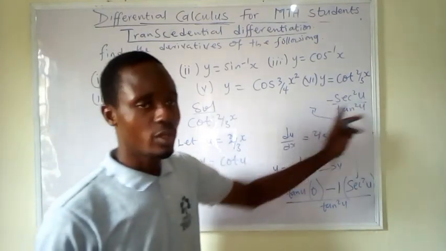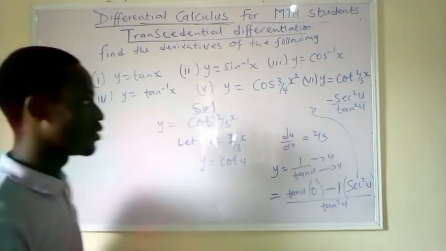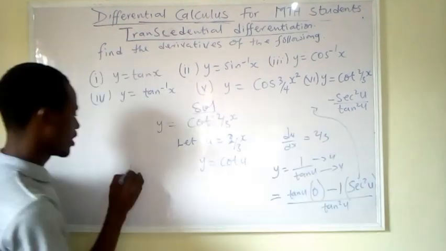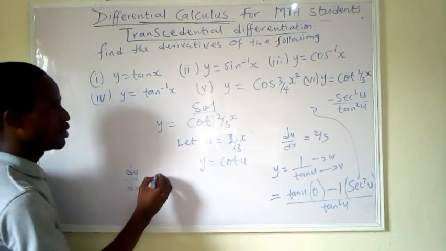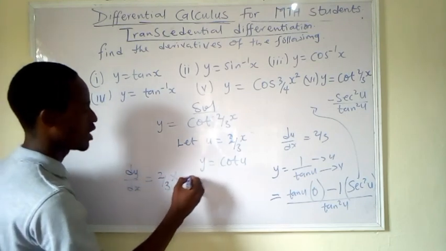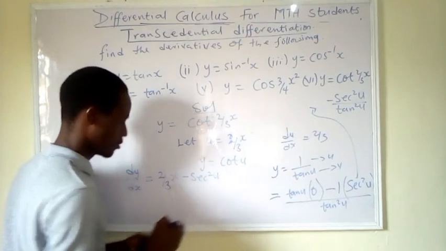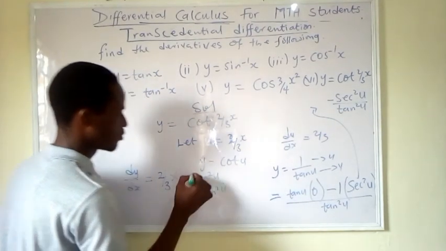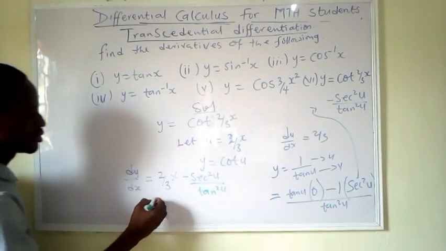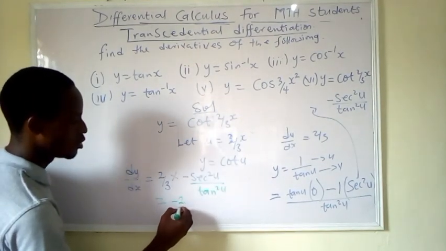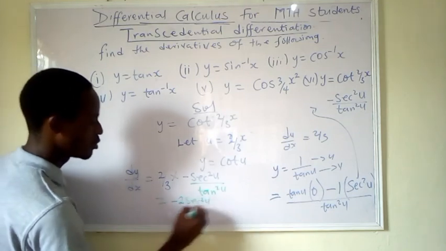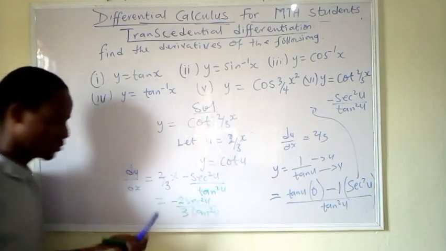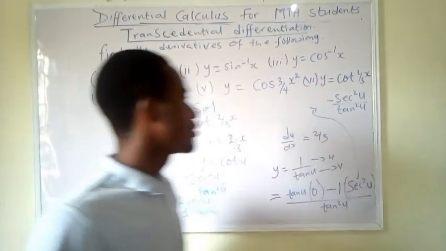So to simplify that, let me find the product of the two, and that is dy/dx, which would be 2 all over 3 times minus sec squared u all over tan squared u. And what would happen? I'm going to have minus 2 sec squared u all over 3 tan squared u. So I can simplify this further.